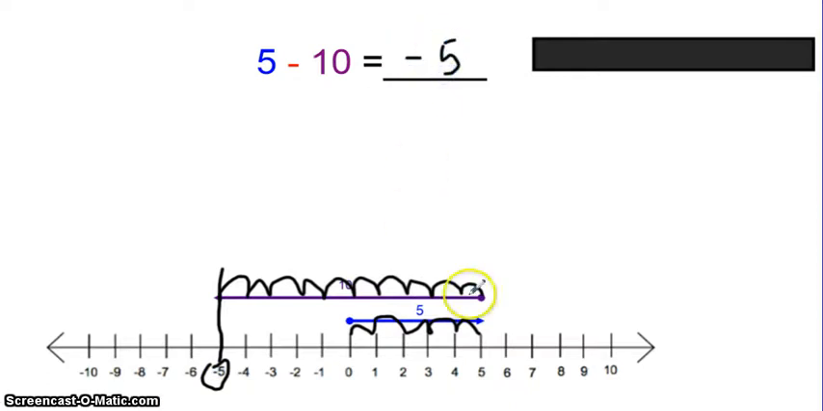So recapping this problem, we started out going 5 units to the right because we started out positive. But then we're taking away 10 units. So we're taking away 5 units to get back to 0, and then we have to take another 5 to get to -5. So that is how we get to our answer.